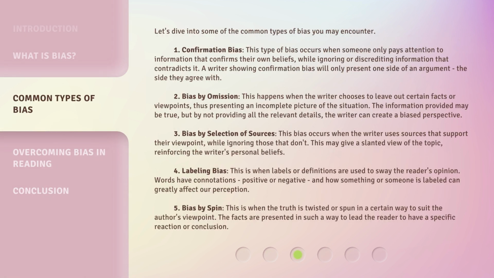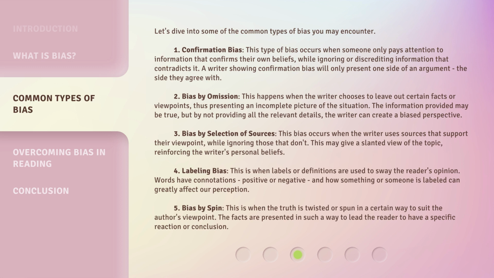Let's dive into some of the common types of bias you may encounter. 1. Confirmation bias. This type of bias occurs when someone only pays attention to information that confirms their own beliefs, while ignoring or discrediting information that contradicts it. A writer showing confirmation bias will only present one side of an argument, the side they agree with.